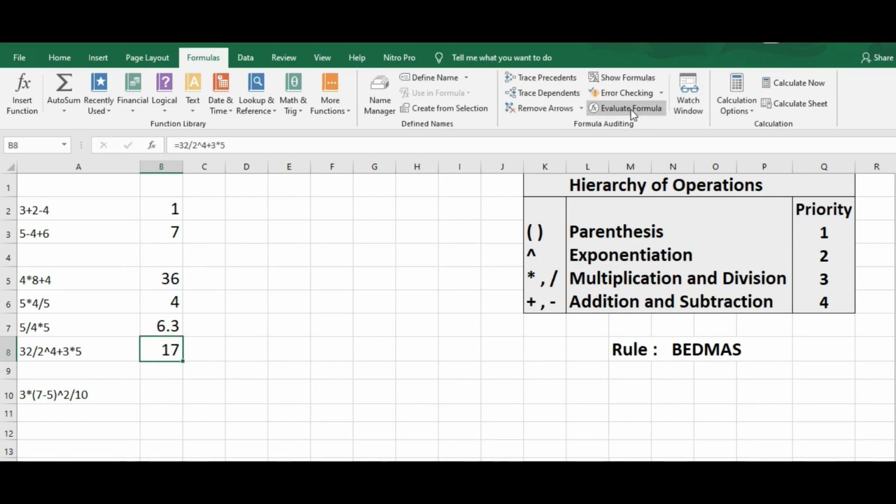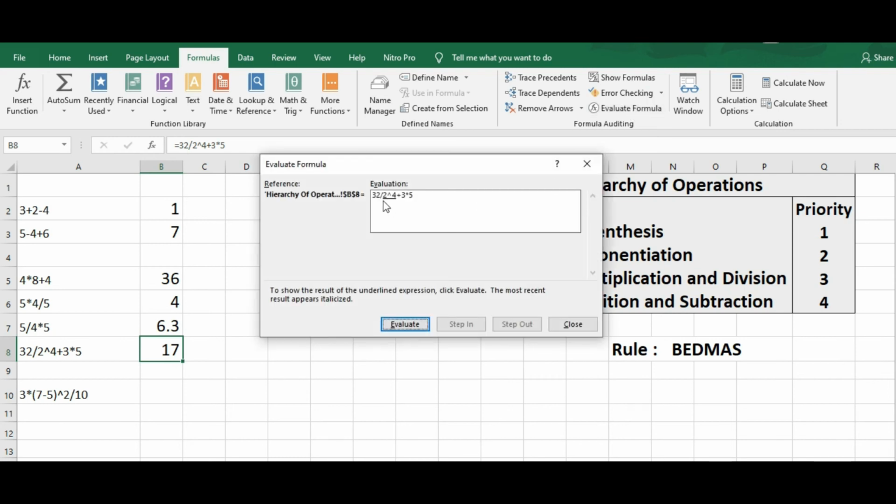So let's check this one. This one is performed first, with this result 2 caret 4, that means 16. Now division has the second priority, so 32 divided by 16 is basically 2. Then multiplication gets the third priority in this expression, so 3 multiplied by 5, 15, and 15 plus 2, this one is the last priority. Addition has the last priority as compared to the others, 17.